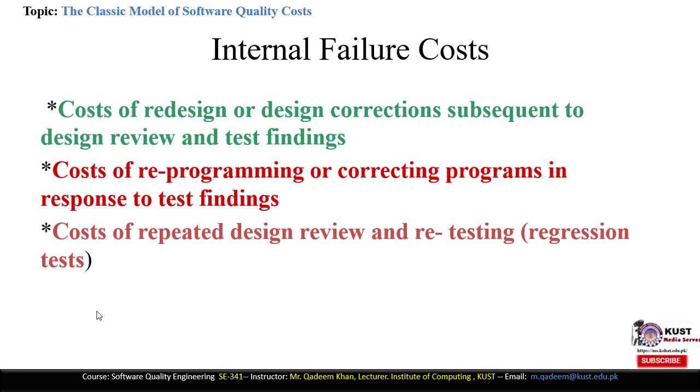Now we also include the internal failure costs. Internal failure costs are those costs which occur inside the organization, and this includes the cost of redesign or design corrections subsequent to the design reviews and test finding costs.